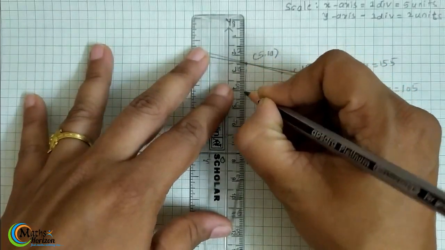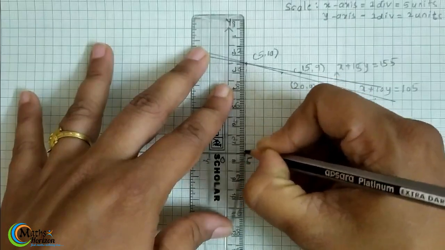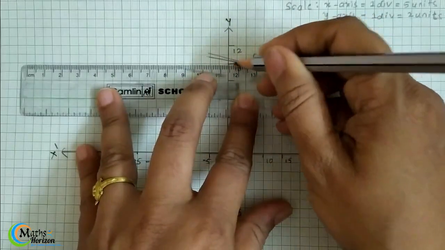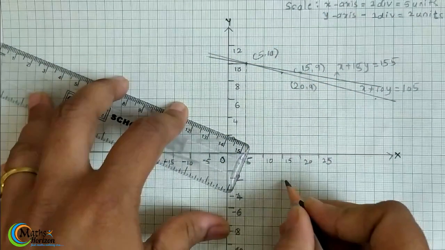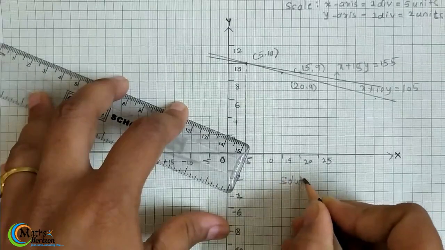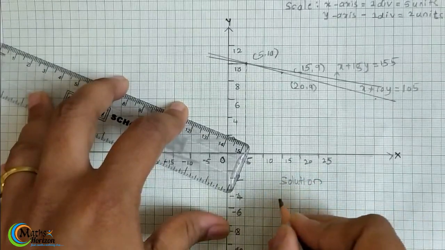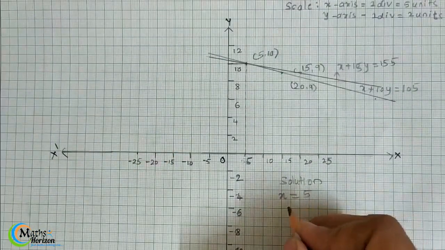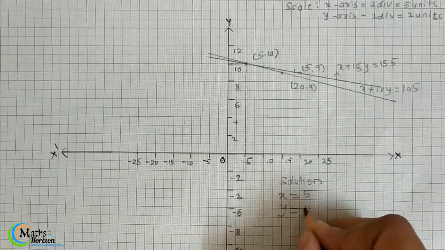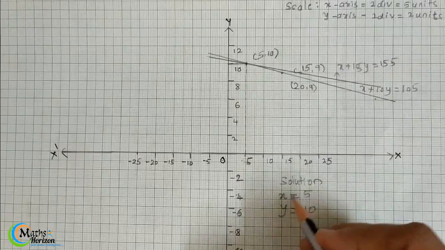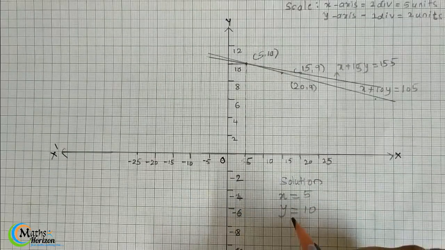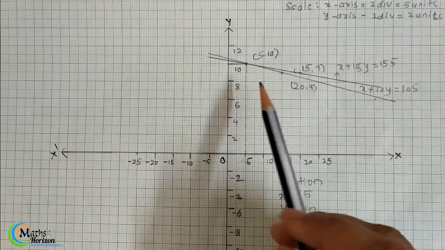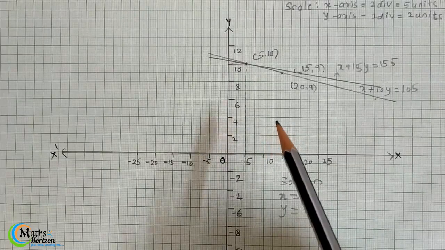So let us join these 2 points. So x value is 5 and y is 10. So here we can write the solution. Therefore, in solution, x is equal to 5 and y is equal to 10. The same solution we got while solving the same problem using the substitution method. So this is how we can solve this problem using the graphical method also.